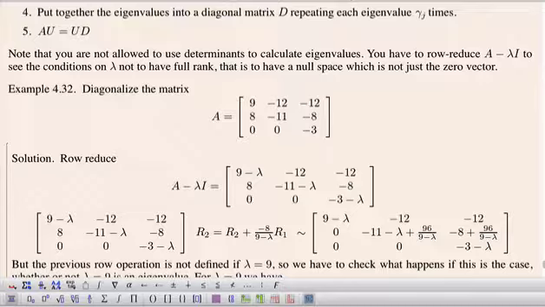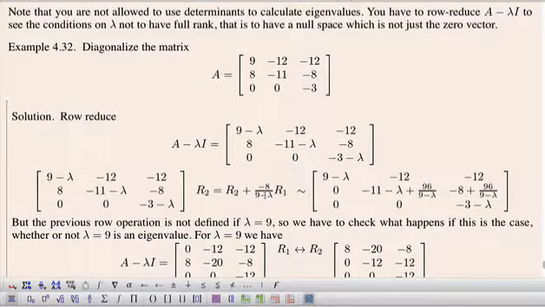So from this matrix, because this is now an upper triangular matrix, we can check to see how this can have less than full rank, less than 3 pivots. But before we do that, we should make sure that this calculation makes sense. The problem is that if lambda is 9, this whole thing doesn't make sense. So we have to check what happens if lambda is 9. Maybe this is an eigenvalue, maybe this is not. If this is an eigenvalue, then we cannot do this operation, we have to do something else. But if this is not an eigenvalue, then everything is fine here.